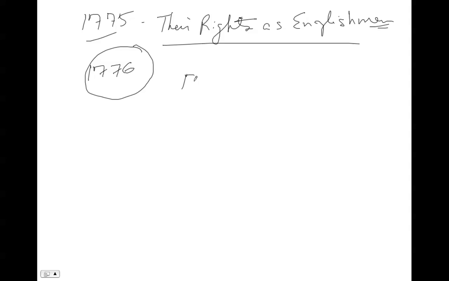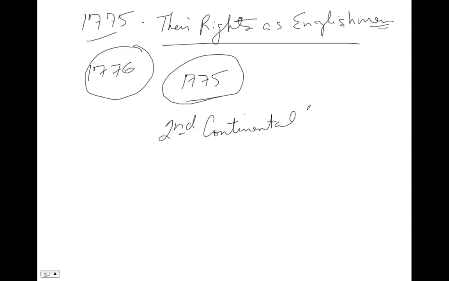Now, in 1775, delegates from the colonies formed what was known as the Second Continental Congress. And you could say this was sort of the governing body that would manage the war. Okay.